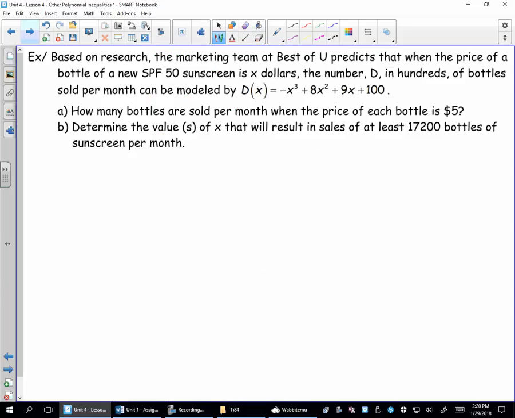Okay, we'll try another one. Based on research, the marketing team at Best of You predicts that when the price of a bottle of new SPF 50 sunscreen is x dollars, the number D in hundreds of bottles sold is given by this. How many bottles are sold per month when the price of each bottle is 5 dollars? Well, x is dollars. So really they're asking us for D at 5.